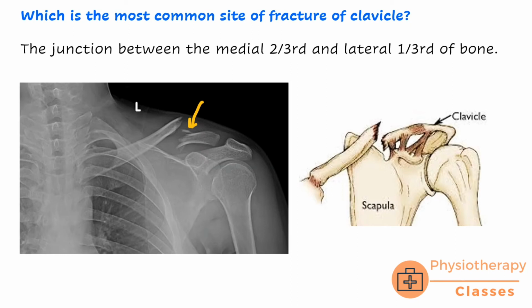Now next question which is asked is, which is the most common site of fracture of clavicle, right? So that is obvious, where there is maximum curvature, that will become a weak side. So here the junction of medial 2/3 and lateral 1/3 of the clavicle, this is the most common site of fracture of clavicle, which can be seen in this X-ray also. You can see here, this is the site which is most commonly fractured in case of clavicle.